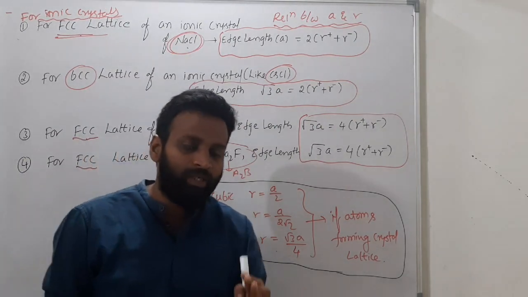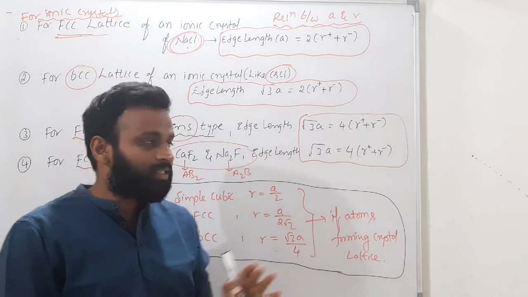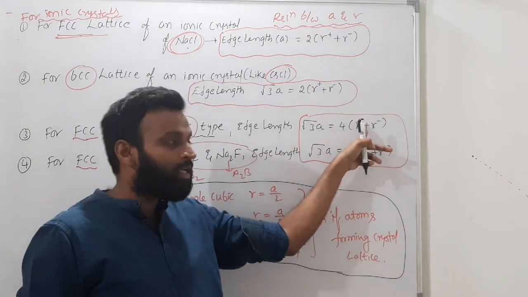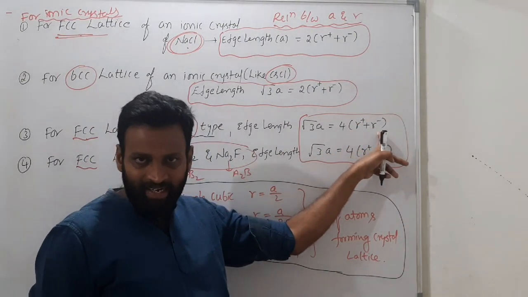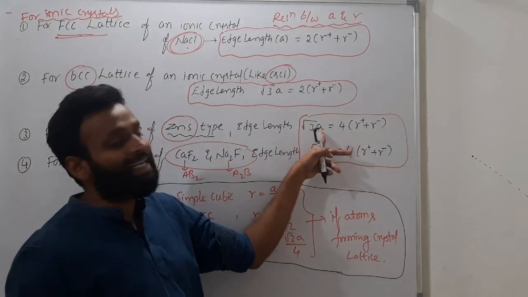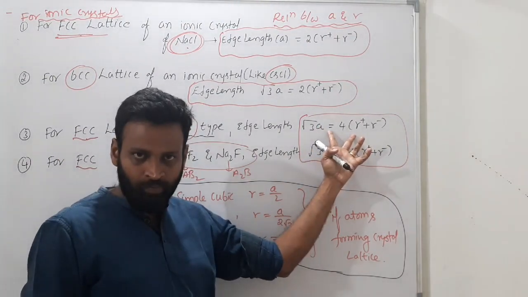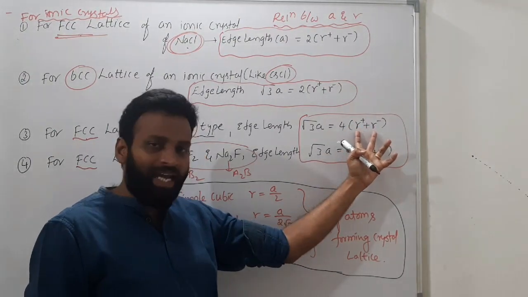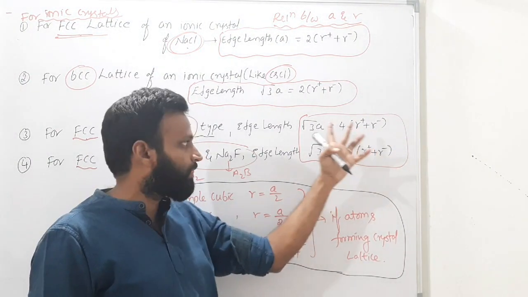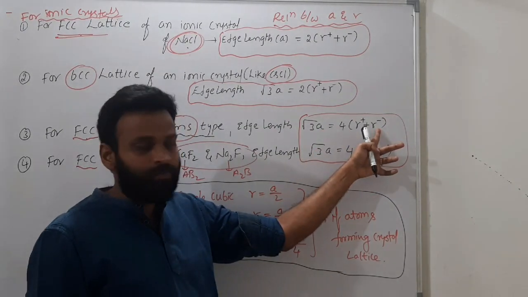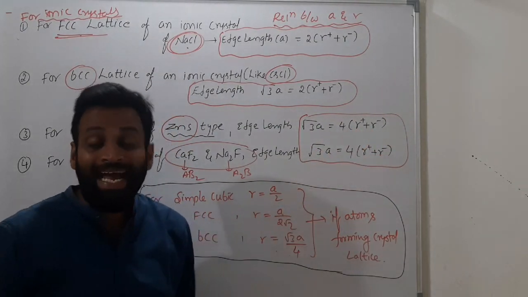What I am telling you is, they can ask any one of these. Maybe they can ask radius of cation, maybe they will ask radius of anion, or maybe they will ask edge length by giving any two. If they give radius of cation and radius of anion, they can ask edge length. If they give edge length and radius of anion, they can ask radius of cation.